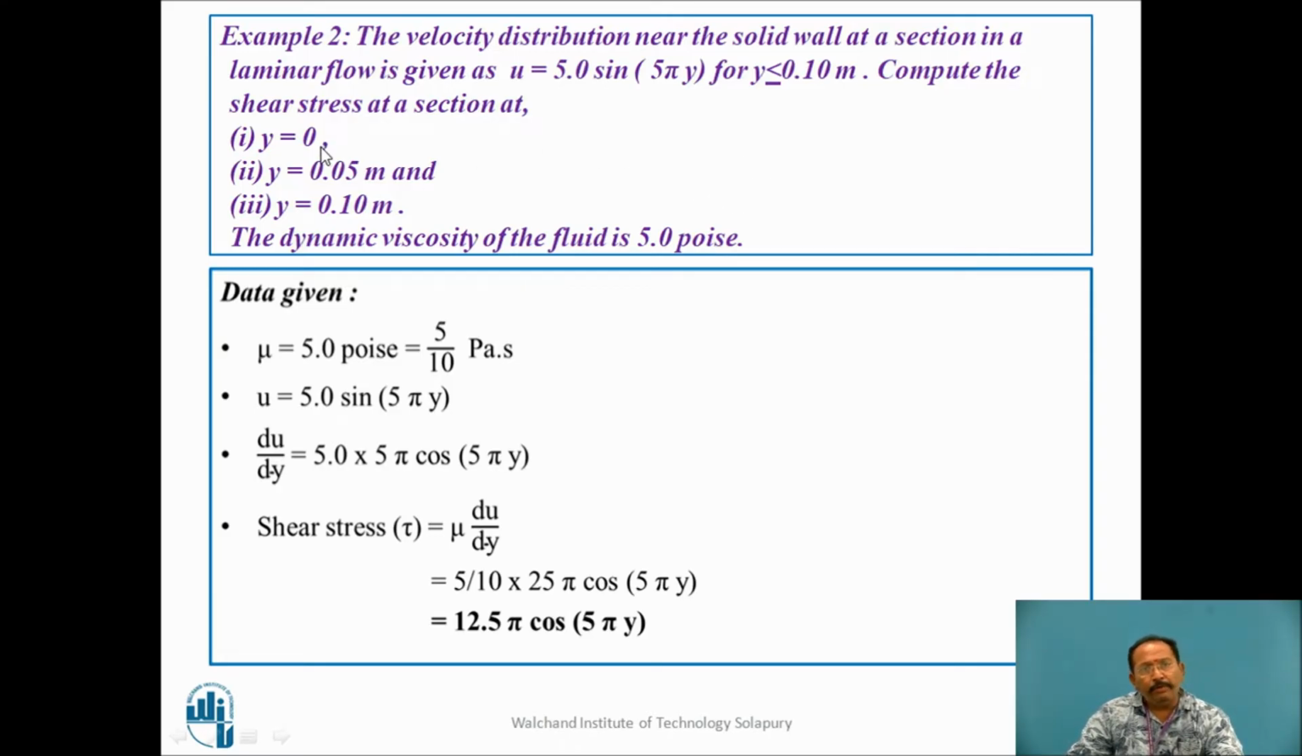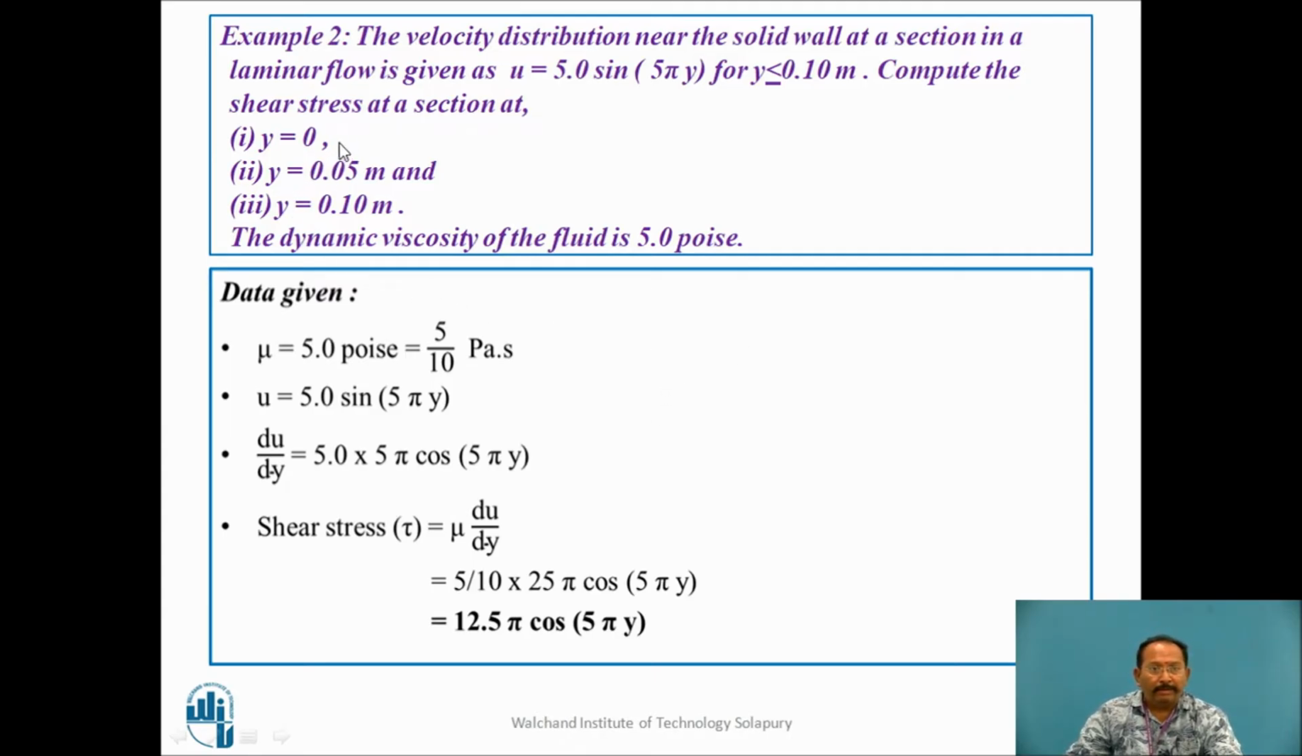Whenever some new words are coming, like laminar flow, you have to recall there are three types of flows. I'm just taking your revision. There are three important types of flow: laminar, transitional, and turbulent, which depend totally on the Reynolds number.